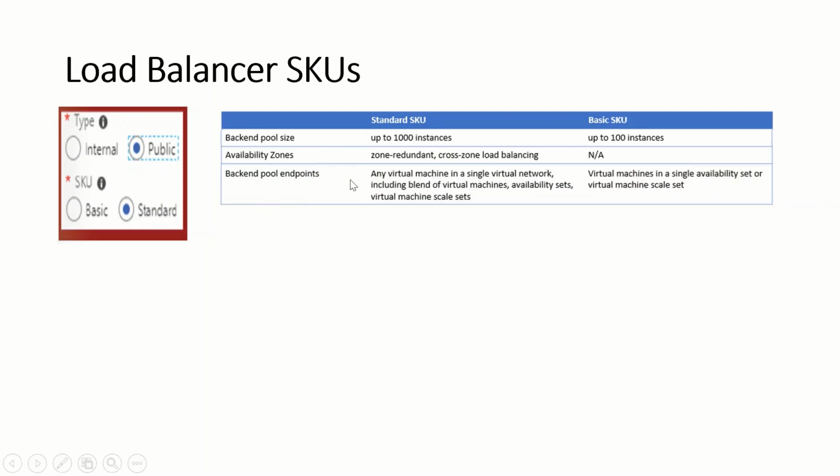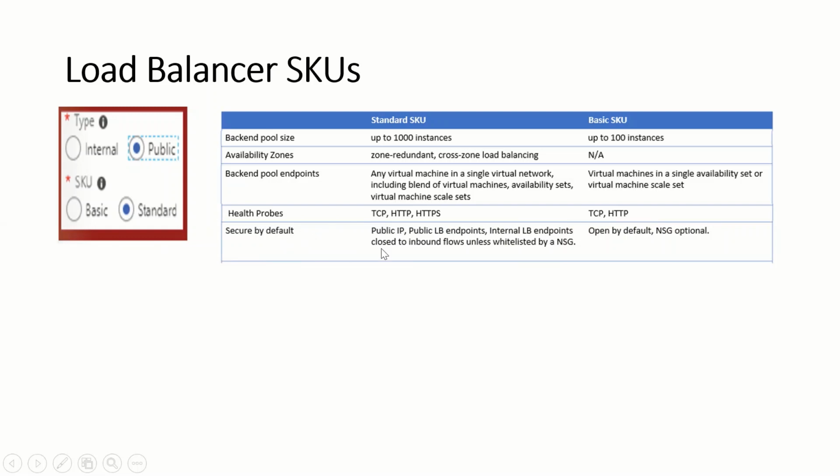Then the backend pool endpoints. Your standard SKU load balancer can have any virtual machines in a single virtual network, including a blend of virtual machines, availability sets, and virtual machine scale sets, in your backend pool, while your basic load balancer can have virtual machines in a single availability set or virtual machine scale set. Now the health probes. In standard SKU load balancers, you get three types of health probes: TCP, HTTP and HTTPS, while the basic SKU provides only two types, TCP and HTTP.